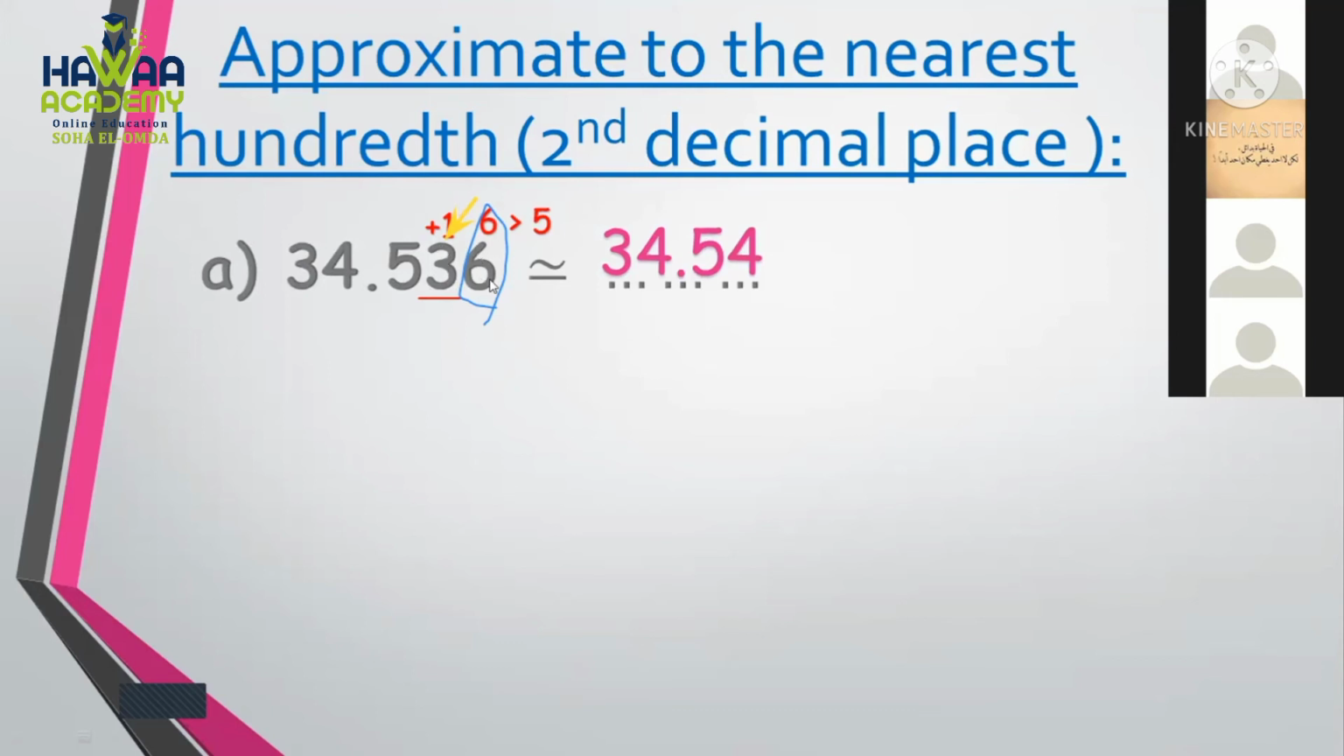If it's weak, who can tell me what shall we do? If the circled digit is weak, the number is going to be the same as it is. So it's going to be 34.53. If the circled digit is a weak number, it's going to be 34.53. Okay? Is example number 1 clear for all of you?